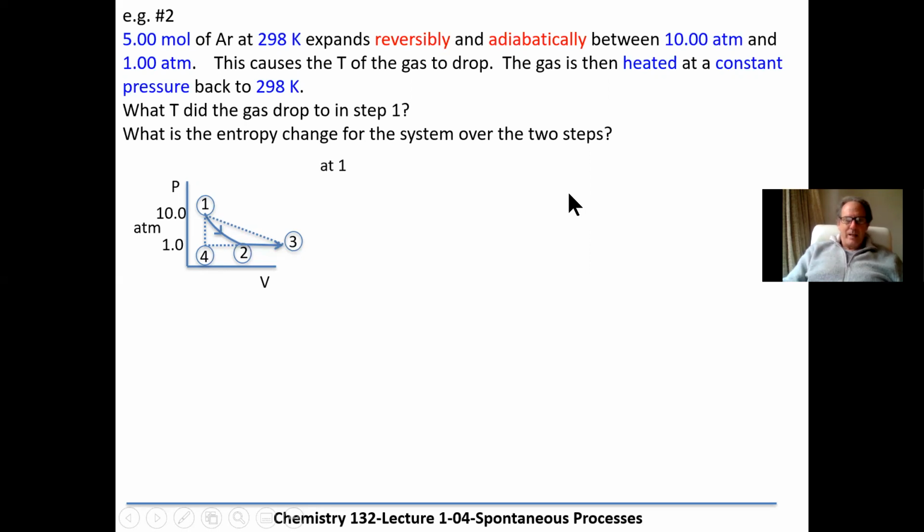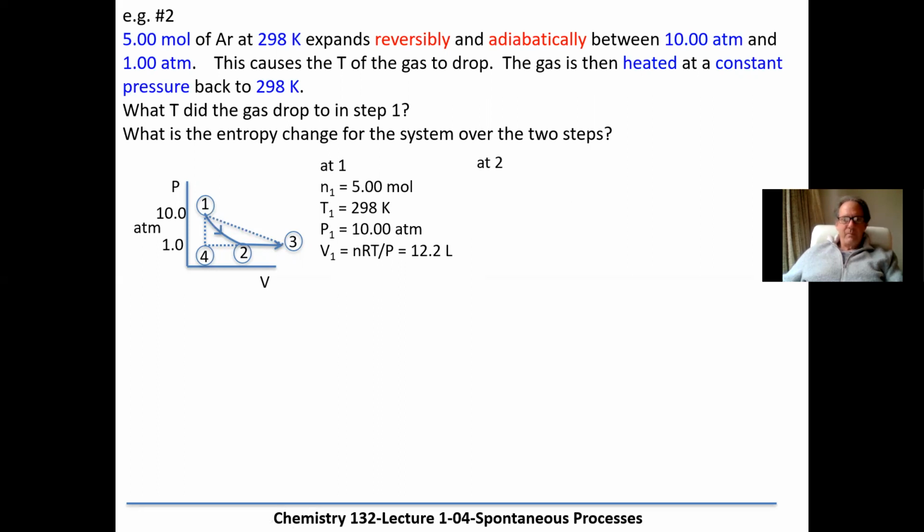So how can I calculate the entropy change? Well, let's just put down some information that we have. At stage 1, we have 5 moles of argon gas. It's at 298 Kelvin. It's at a pressure of 10 atmospheres. We can find the volume simply by using PV equals nRT. When we substitute those values in, we get 12.2 liters. Is the volume of gas at step 1.